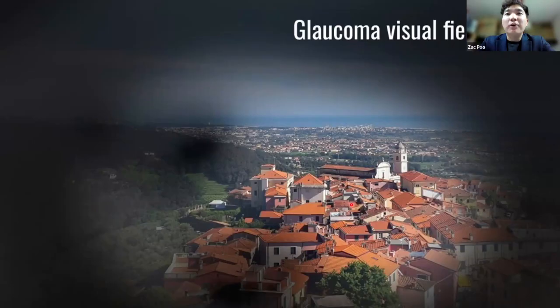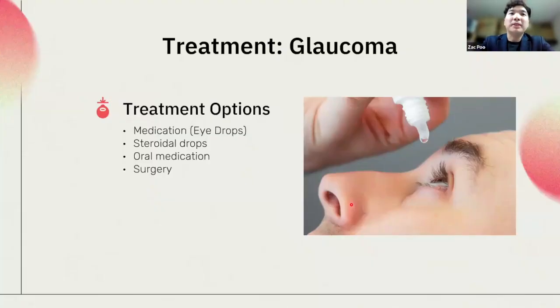Now, for glaucoma, what are the treatment options? The first treatment option will be medicated eye drops from the eye doctor. These eye drops are aimed to lower your eye pressure. For anyone who is prescribed, it's important that you follow the dosage strictly. Now, what happens when this doesn't work? The next one is they will give you steroid eye drops. And if steroid eye drops don't work, it's oral medication. And the later stage will be surgery.